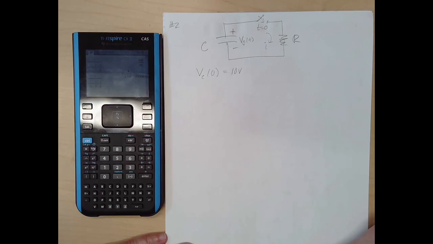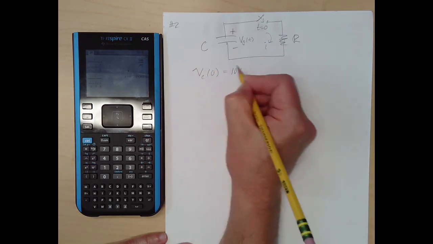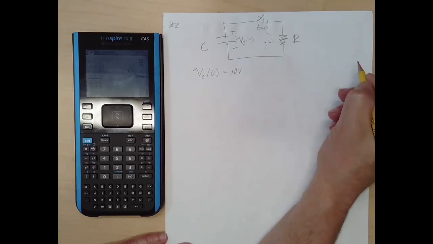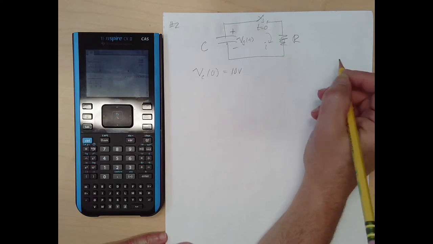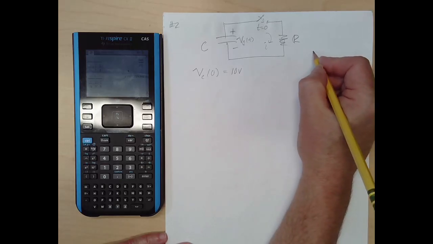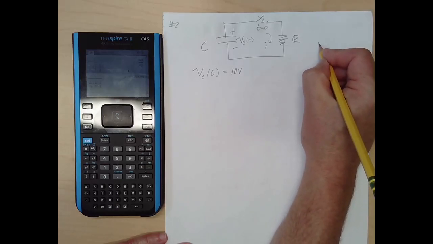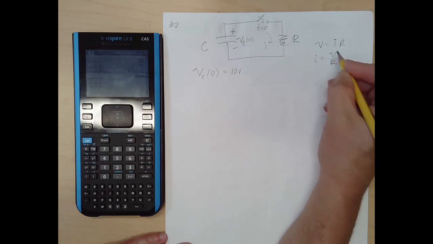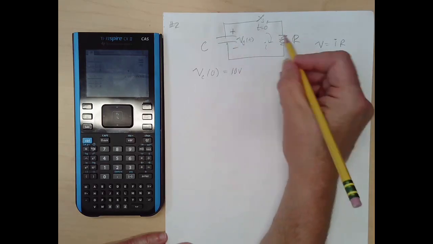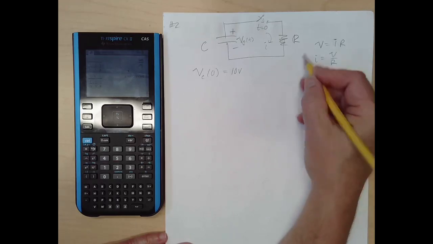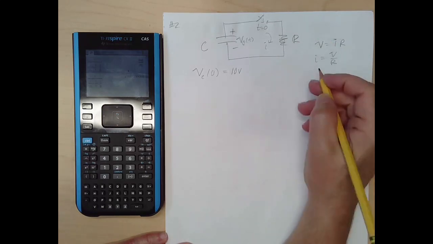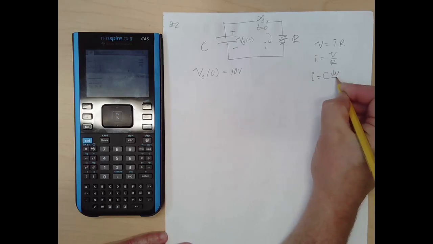So V sub C at time t equals 0, where V sub C as a function of time is written as a small lowercase or cursive v, is some value that's not 0. Let's say we want to get an equation for what's going on in here. So we go back to the definitions. For a resistor, we have Ohm's law: V equals I times R, or I equals V over R. The voltage is the same across both of them, but in general this is the equation. For a capacitor, remember, the defining equation is I equals C dV/dt.